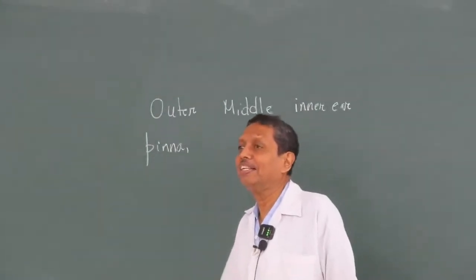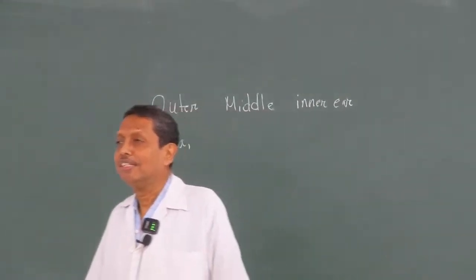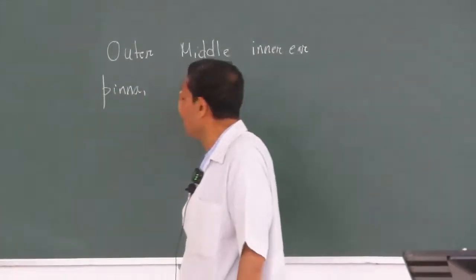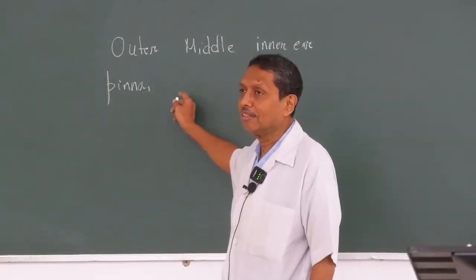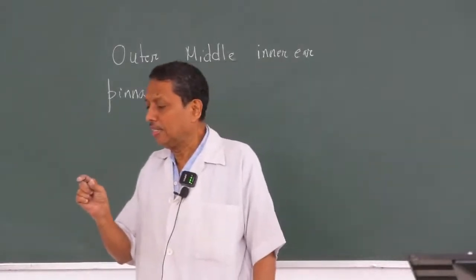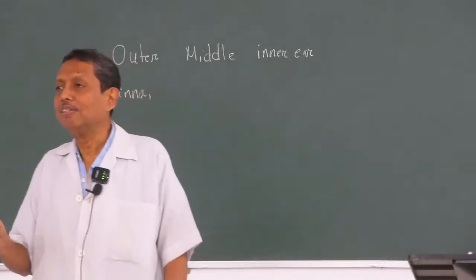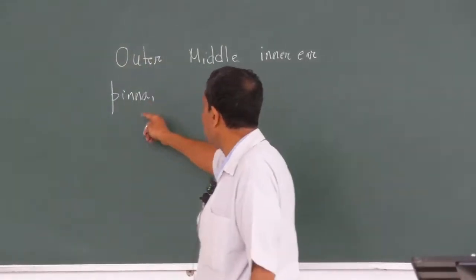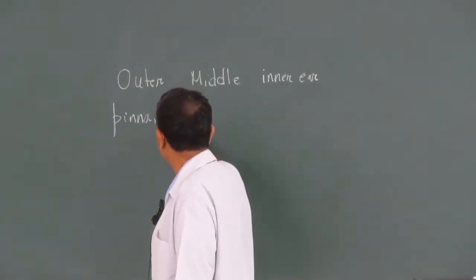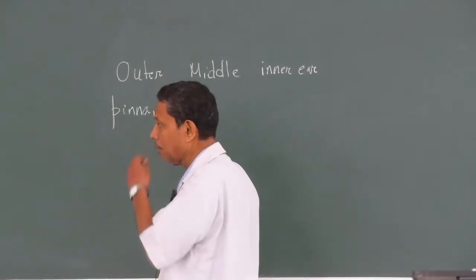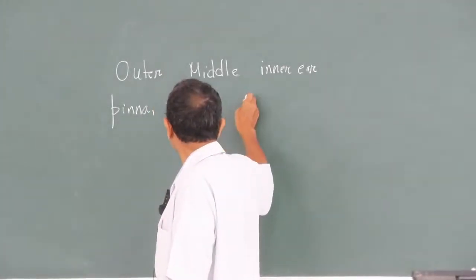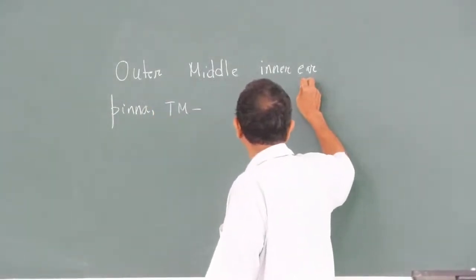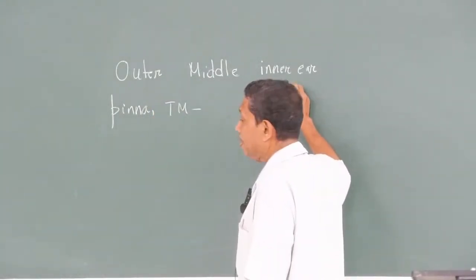External auditory canal comprises the outer ear, middle ear, and inner ear. It is a narrow area in between the pinna and the tympanic membrane, and the inner ear is found by the cochlea of the labyrinth.